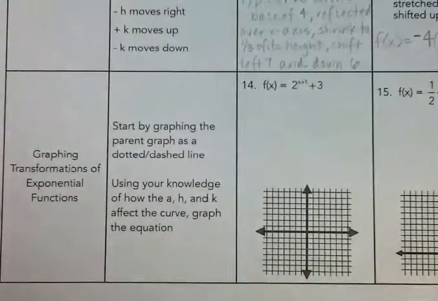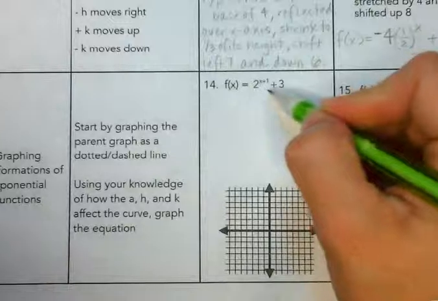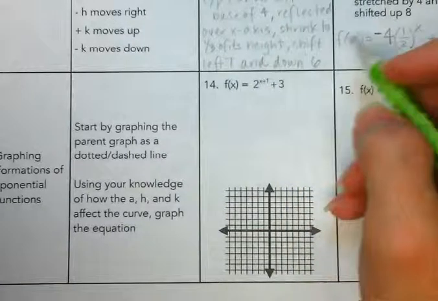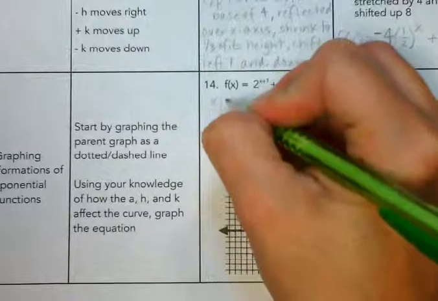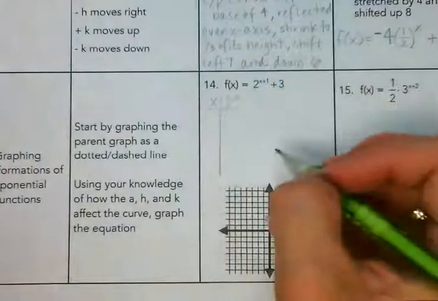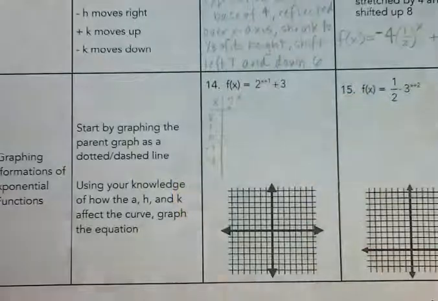And if we do that lightly, maybe even with a dotted line, then what we're going to do is do the transformations, and the end result of that will be the graph of the function. So when I go over here, first thing I need to identify is what the parent graph is, and it's 2 to the x. So if you're not sure of what the graph of 2 to the x looks like, then what we can do is make a quick t-table to refresh your memory.